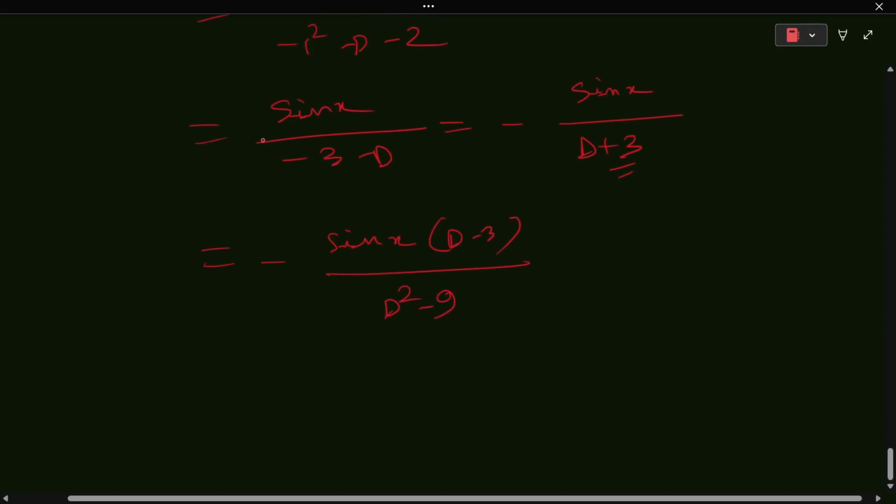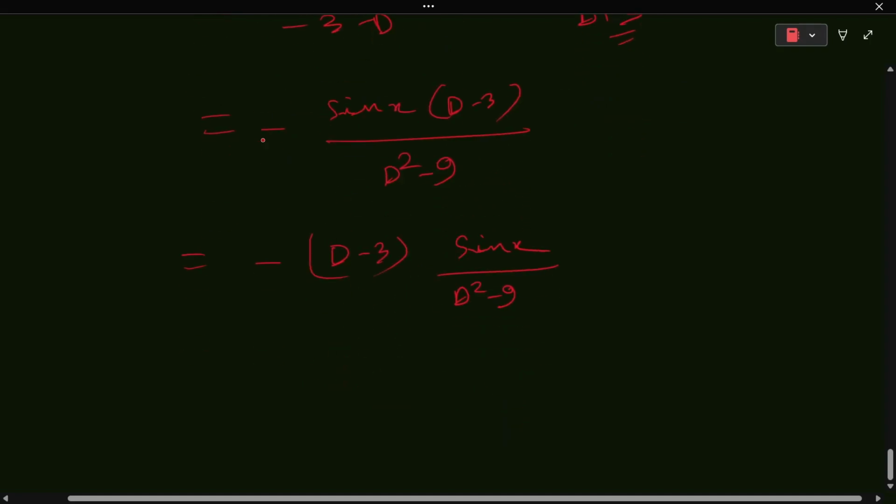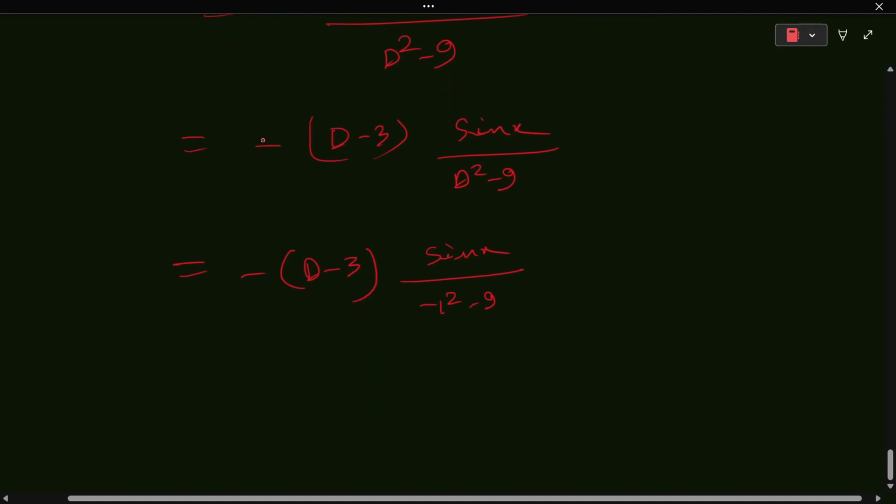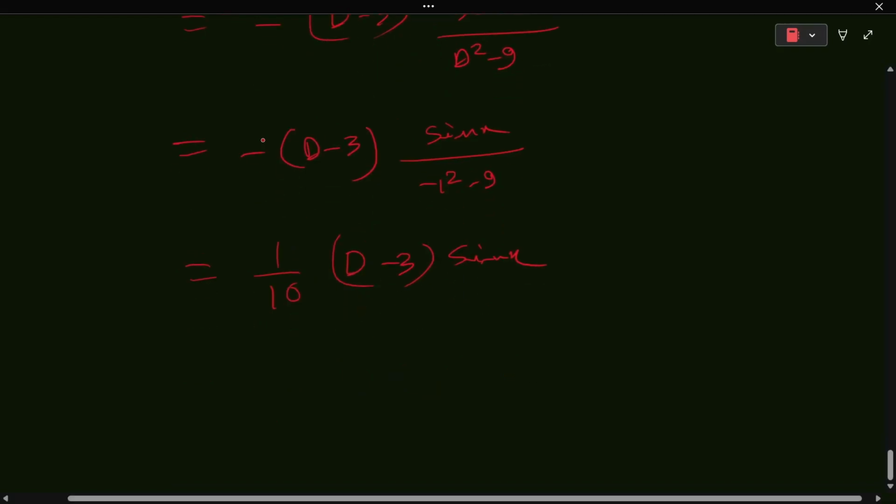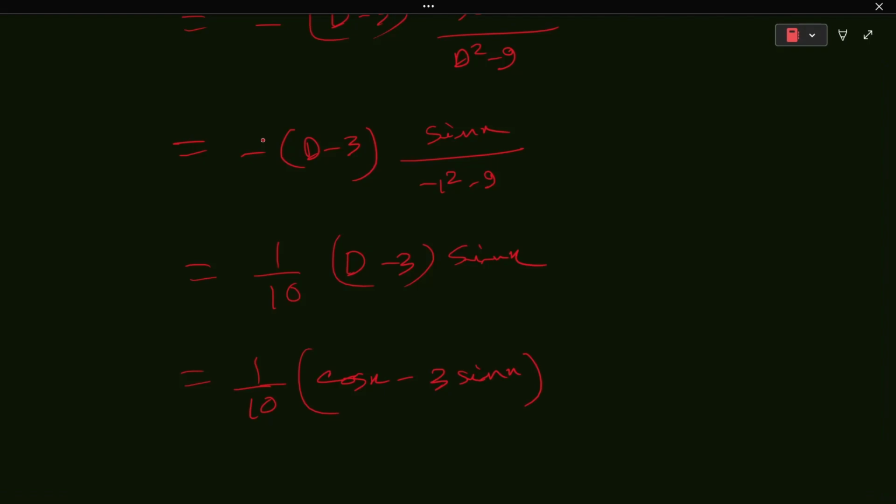Okay, so let's bring the d minus 3 to the numerator side, and here we have sin x by d square minus 9. Same process as previous, minus d minus 3 into sin x. So sin x by d square, it is minus 1 square, so minus 1 square minus 9, that is minus 10. So minus 10, minus minus plus, what we will have is 1 by 10 into d minus 3 into sin x. So let's multiply d minus 3 into sin x. So 1 by 10, d of sin x means cos x, minus 3 sin x. So this is quite easy.